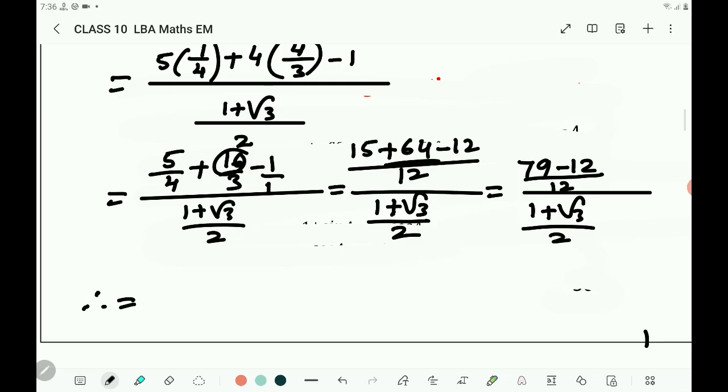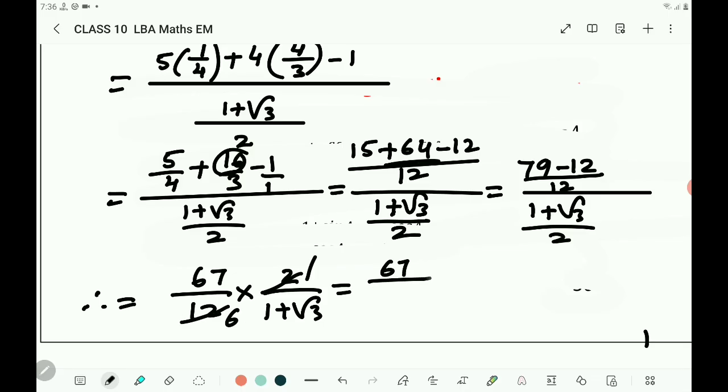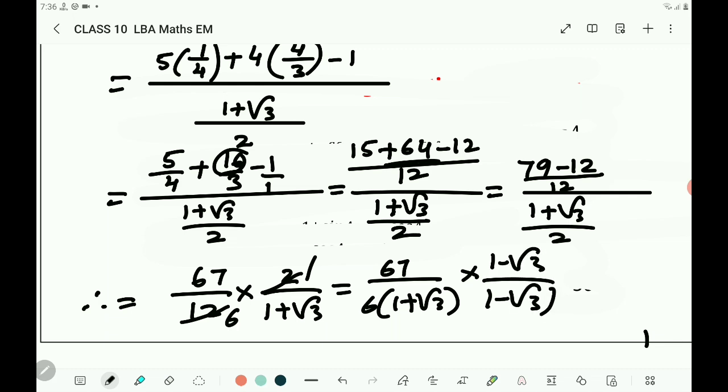Next, 79 minus 12 is 67. So 67 by 12 into, take the reciprocal, 2 by 1 plus root 3. 2 ones are 2, 2 sixes are 12, that is 67 by 6 into 1 plus root 3. Here 1 plus root 3 is there, so multiply both numerator and denominator by 1 minus root 3.